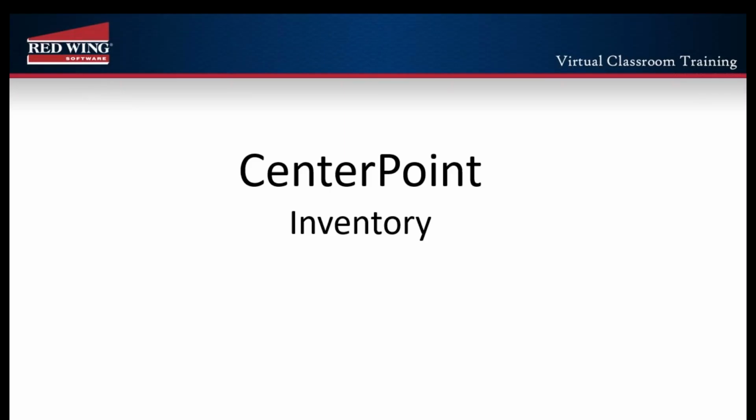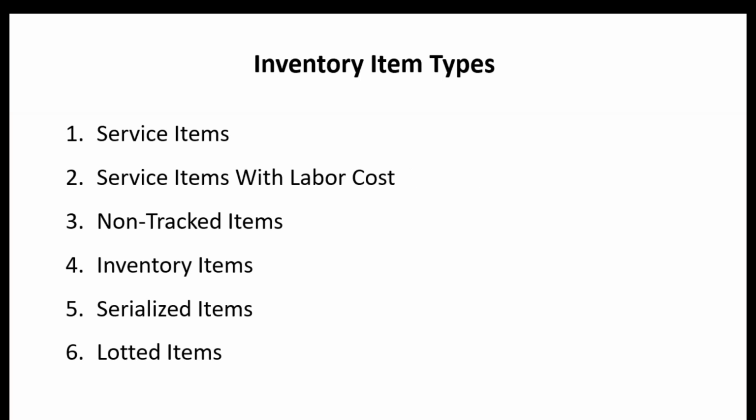The addition of the CenterPoint inventory module allows a user to set up several different types of inventory items. The different types of inventory items that are available are service items with labor cost, non-tracked items, inventory items, serialized items, and lotted items. This video is going to concentrate on service items with labor cost.